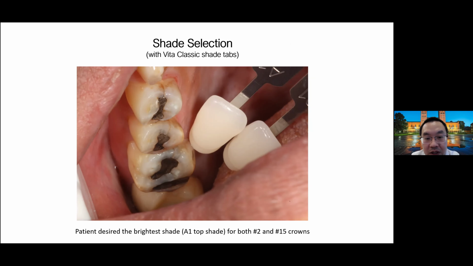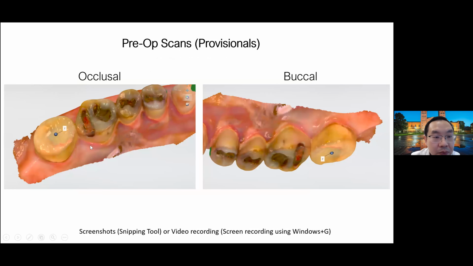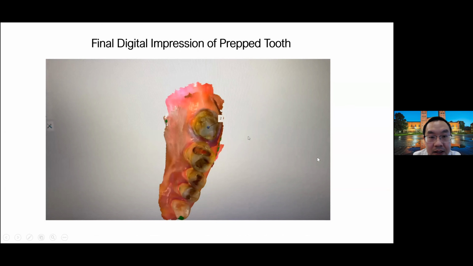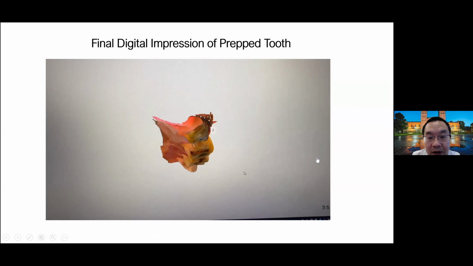They had a lot of difficulty trying to capture the traditional impression on this patient too, because of the fatty cheek. It was really hard to maneuver around the patient with the soft tissue management. So they decided to do the scanning instead. Okay, so we scan in. This is the pre-op scan. You can see those are provisionals. And then this is a little image of the final prep.